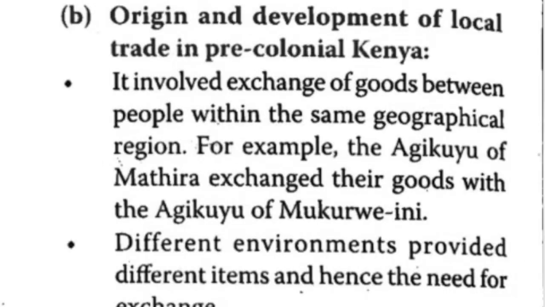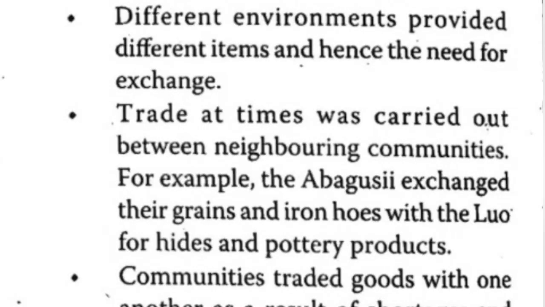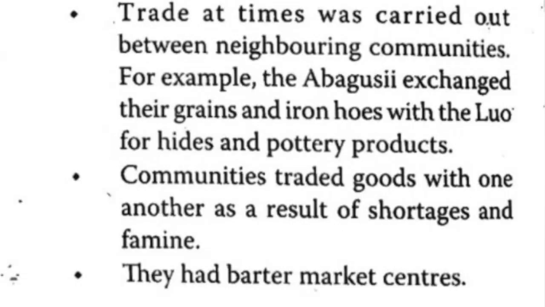It involved exchange of goods between people within the same geographical region. For example, the Agikuyu of Mathira exchanged their goods with the Agikuyu of Mukurweni. Different environments provided different items and hence the need for exchange. Trade at times was carried out between neighboring communities. For example, the Abagusi exchanged their grains and iron ores with the Luo for hides and pottery products.